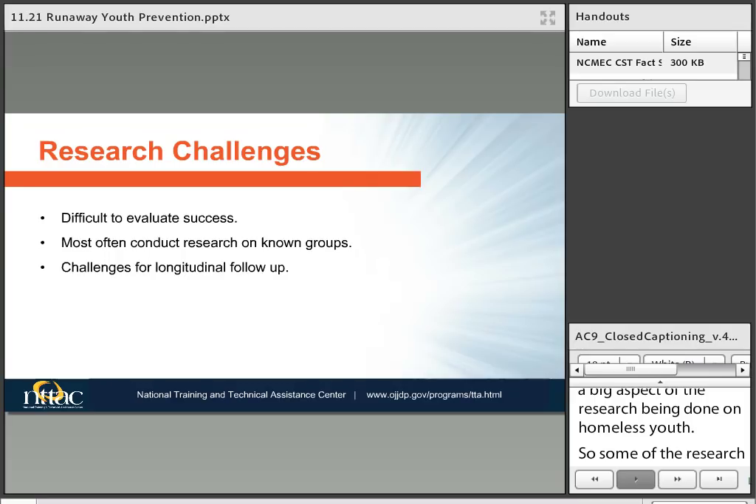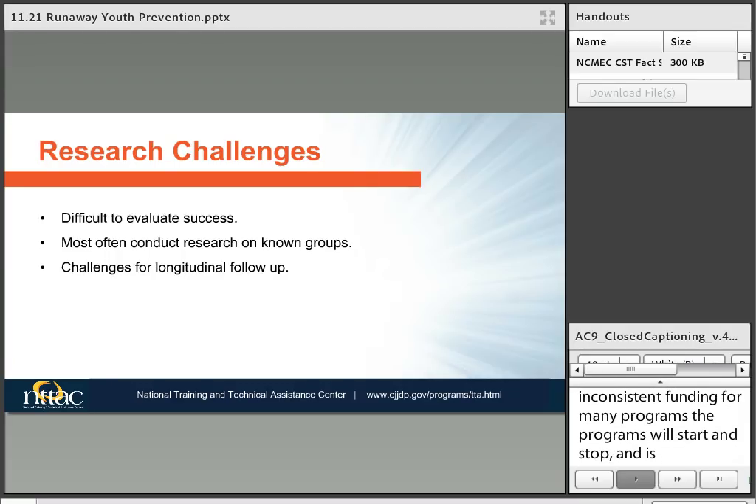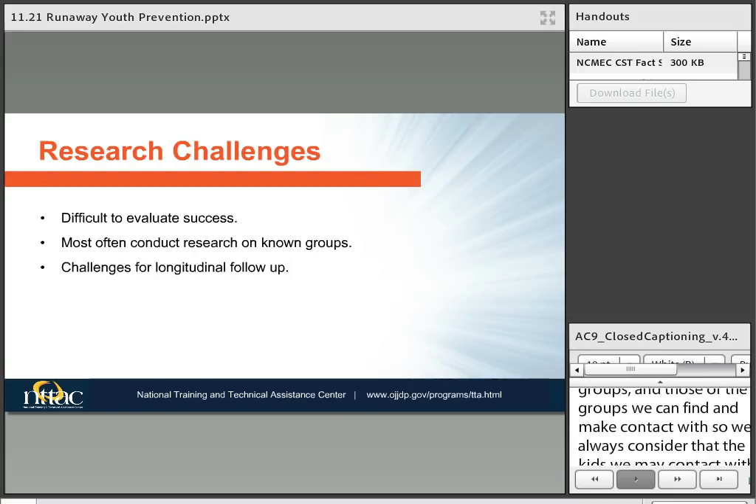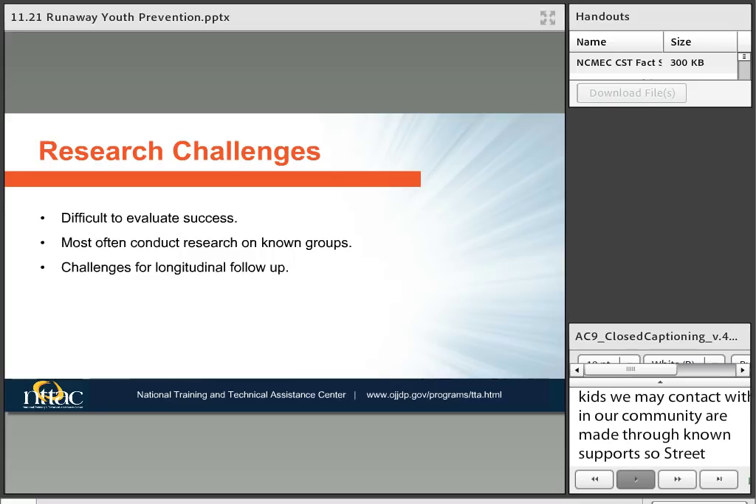We often provide research and intervention on known groups, and those are the kids that we can find and make contact with, so we always consider that the kids that we make contact with in our community are made through known support, so street outreach, staff in housing programs, staff in drop-in centers. But there are many, many youth that we know that we don't have any contact with who are either couch surfing or simply unable to be seen from the outside, so we don't know what their experiences are.